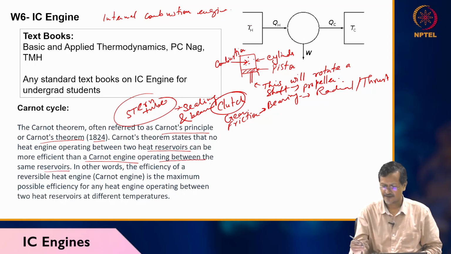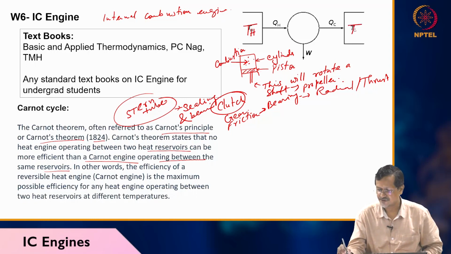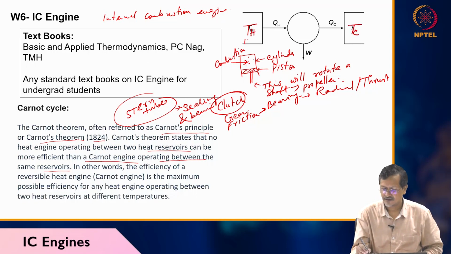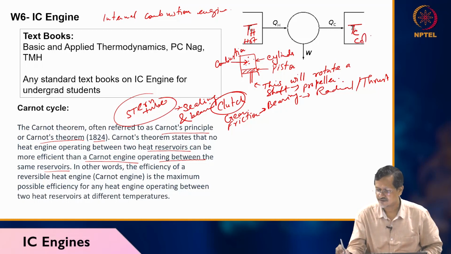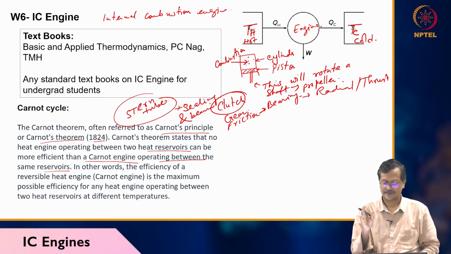So high temperature TH, you see in the top picture TH, high temperature, and TC. This is hot, I can say, this is cold, I can say. And if this is the engine, then the Carnot engine will give the maximum efficiency.